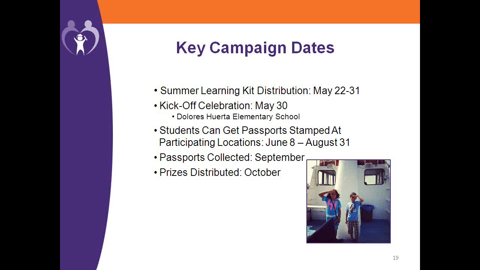All right, some key campaign dates. As I mentioned a few moments ago, we will start distributing the summer learning kits to schools starting next week. We have slotted May 22nd through the 31st to have all of the materials distributed to all of our schools that are registered for Passport to Success.